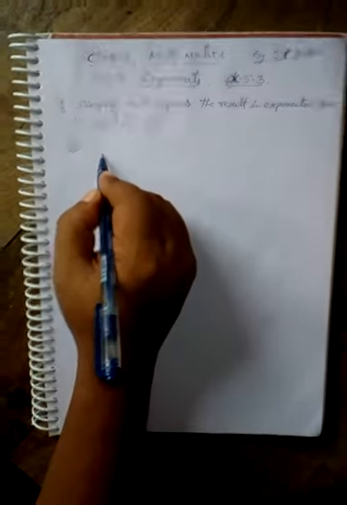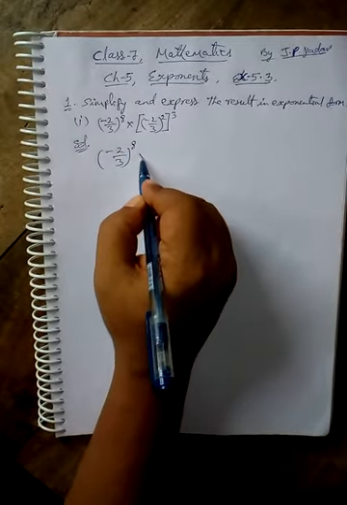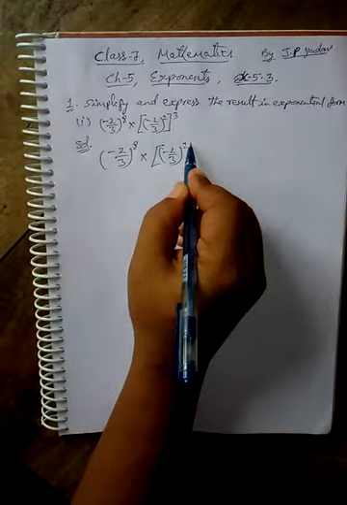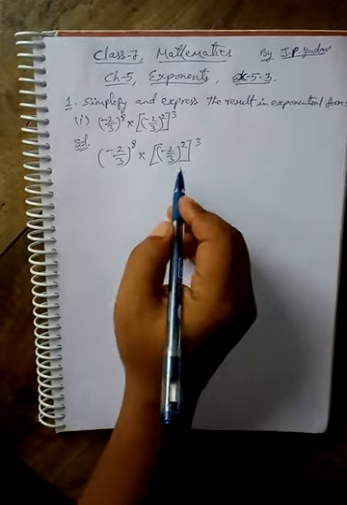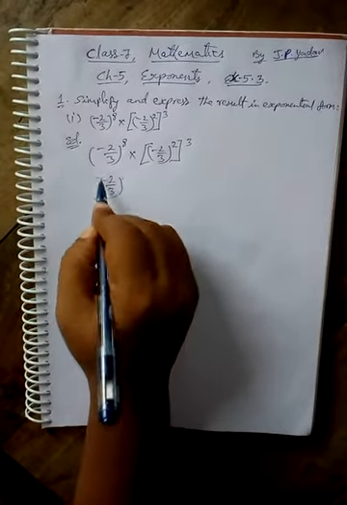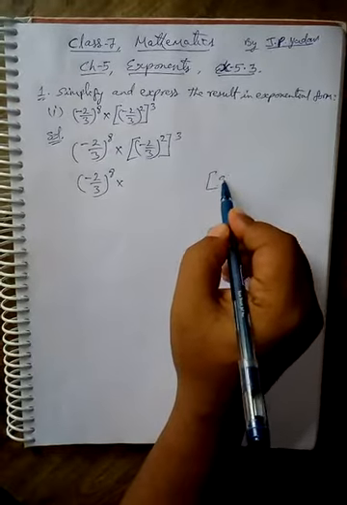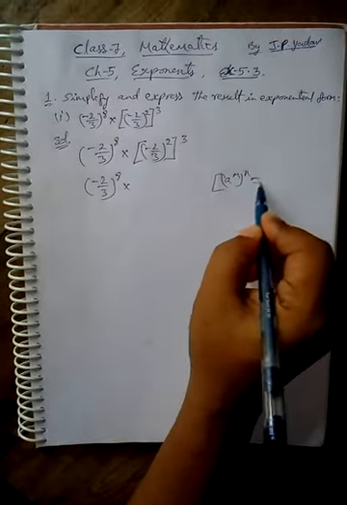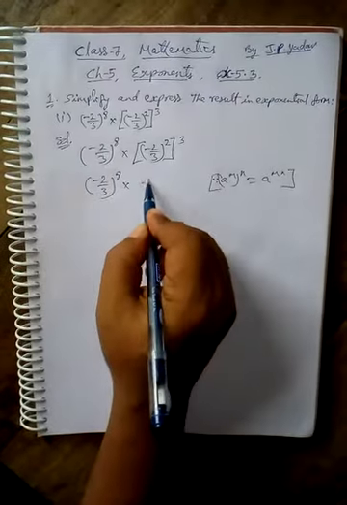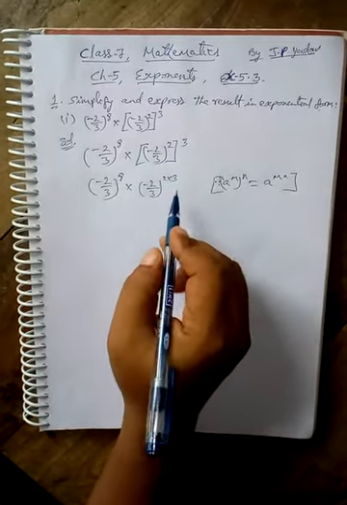So look at here. It is minus 2 by 3 whole raised to power 8 into minus 2 by 3 raised to power 2 whole raised to power 3. First we open this square bracket. How we do that? By using the law a raised to power m whole raised to power n is equal to a raised to power mn. This gives minus 2 by 3 whole raised to power 2 into 3, that is 6.